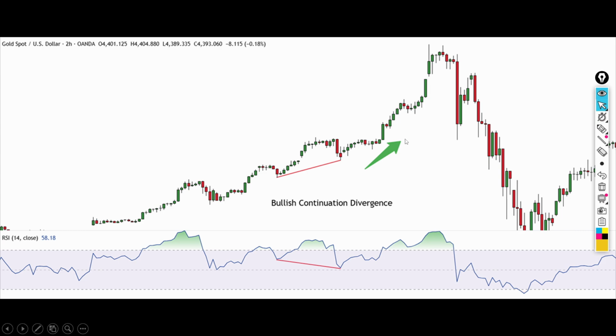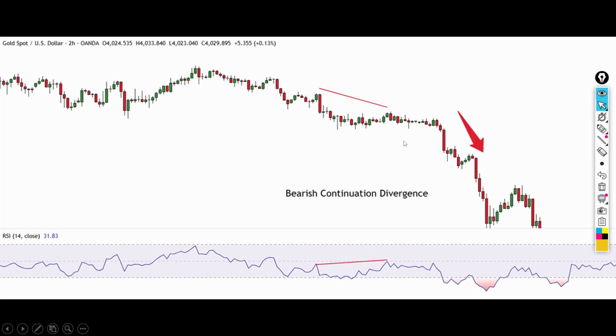Next we have bearish continuation divergence. Here we can see the price action of gold. It is declining, generating lower lows and lower highs, lower lows and lower highs. If you compare this high with the previous high, this is a lower high. It is generating lower highs.